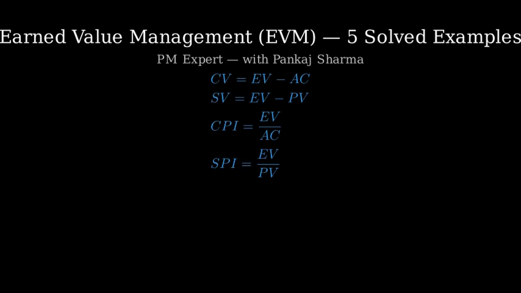From these we compute cost variance equals earned value minus actual cost. Schedule variance equals earned value minus planned value. Cost performance index equals earned value divided by actual cost. Schedule performance index equals earned value divided by planned value.